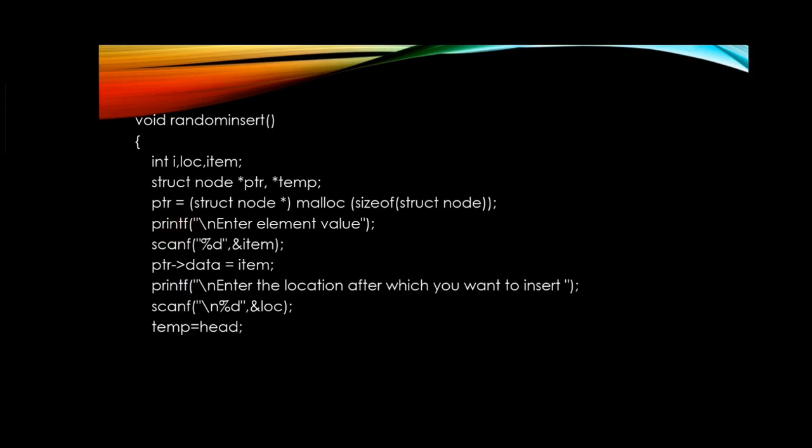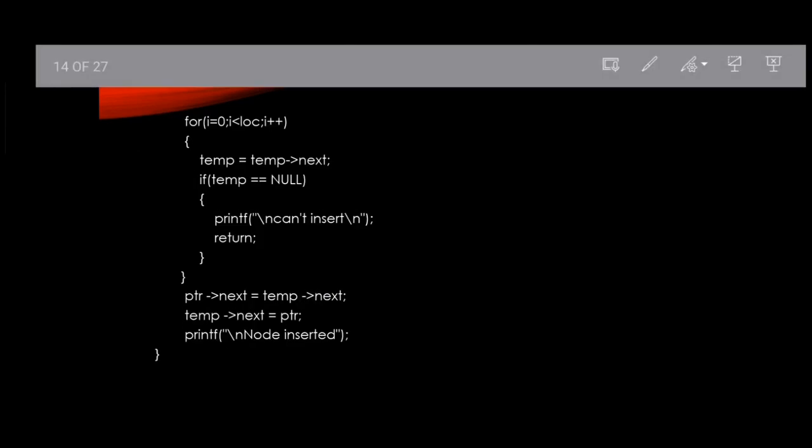And the next two lines get the user data input from the user. And the next line requests the user to enter the location part of the node to be inserted. After that, assign head value to temp, and we will use a for loop to identify the location part by assigning temp equal to temp of link.